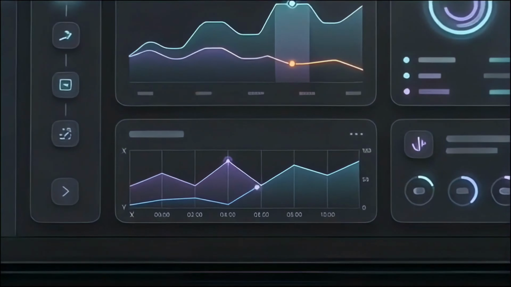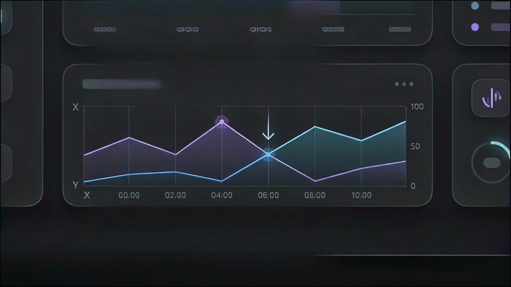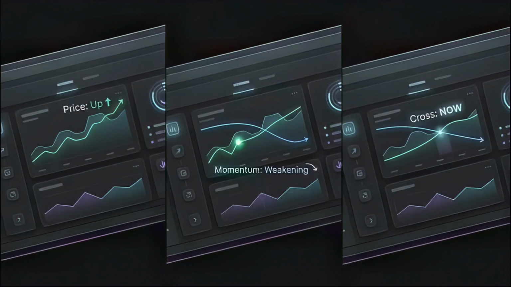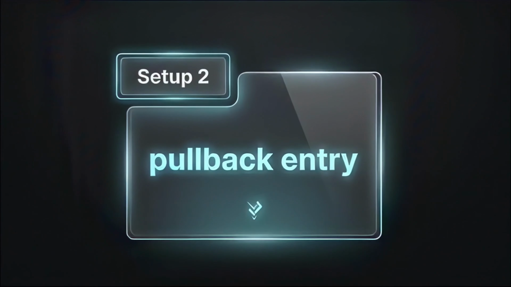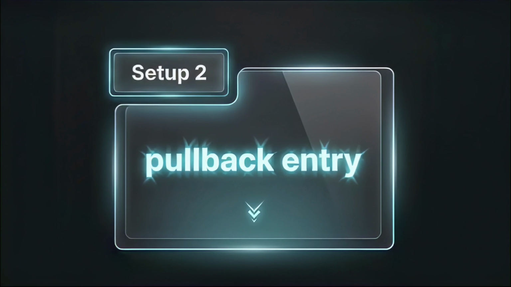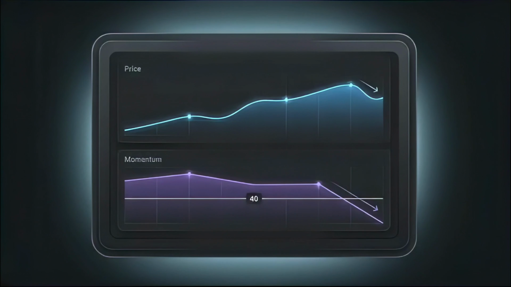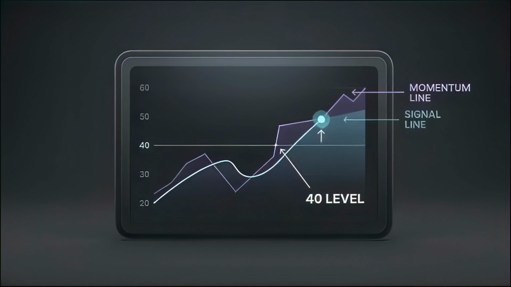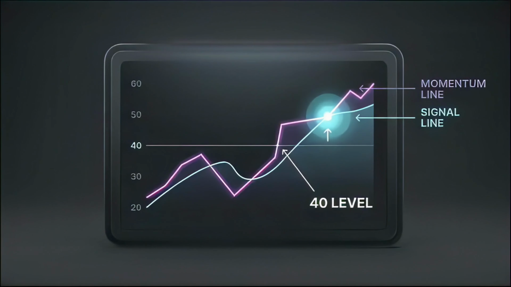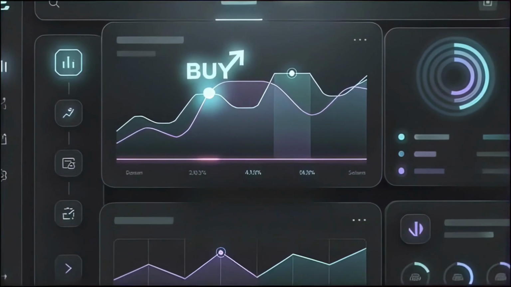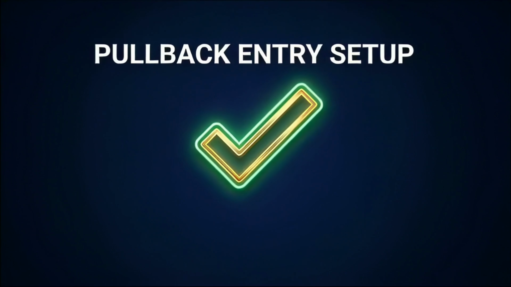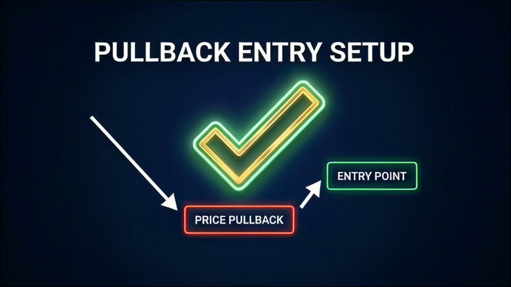When you see it, you get ready, then wait for the signal line cross to confirm. Price says up, momentum says weakening, the cross says now. The second is the with trend pullback, and this is your bread and butter. In a clean uptrend, you wait for price to pull back and the momentum line to cool off toward the middle, around 40. Then you wait for it to turn and cross back above its signal line. You are buying a dip in an uptrend, using momentum to time the exact moment buyers step back in. That is the highest percentage way to use this tool.